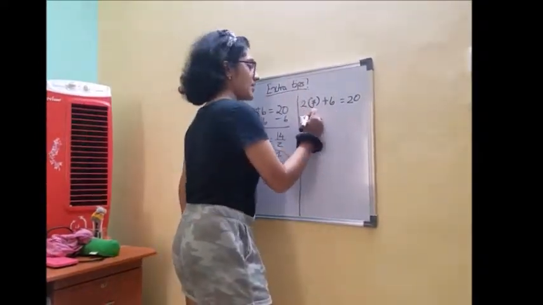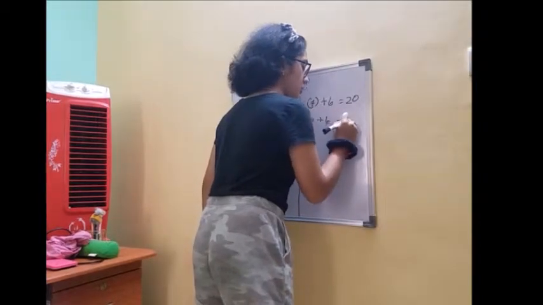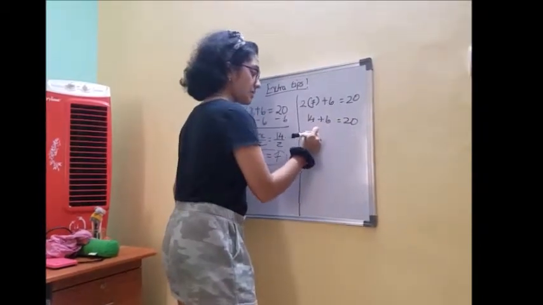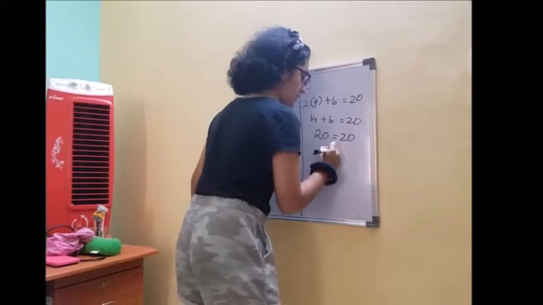So 2 times 7 is 14 plus 6 is equal to 20. 14 plus 6 is 20, so 20 is equal to 20. This is correct.